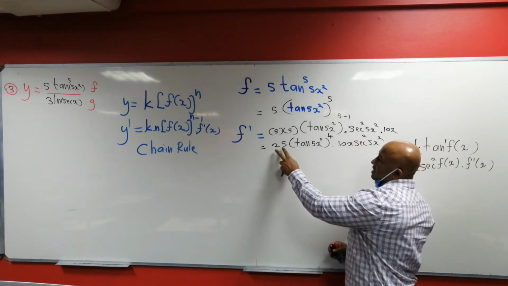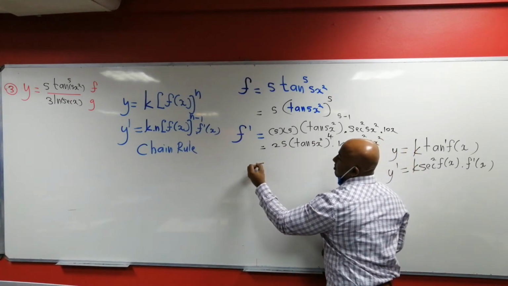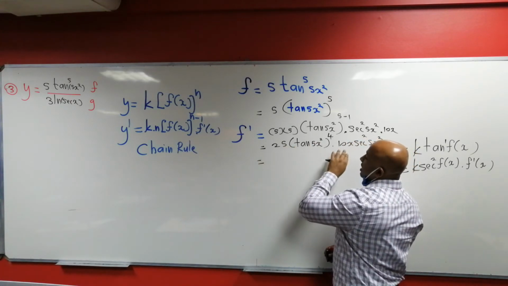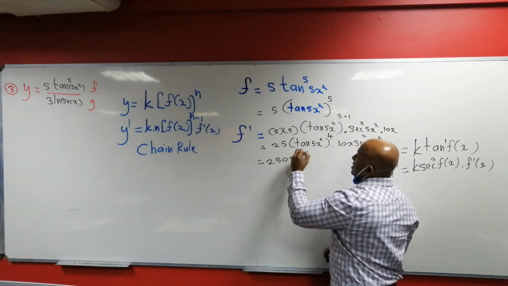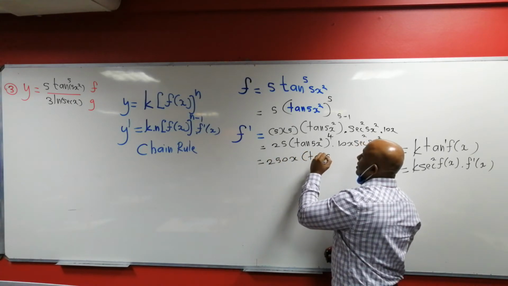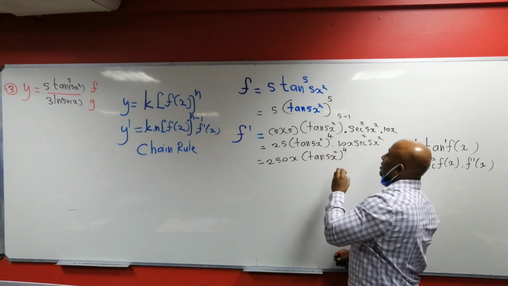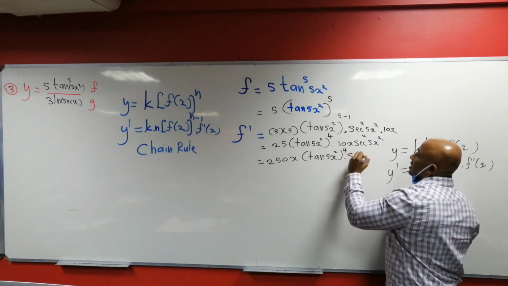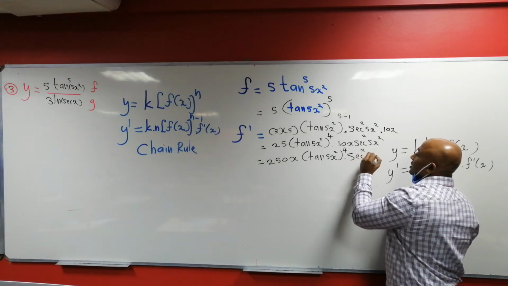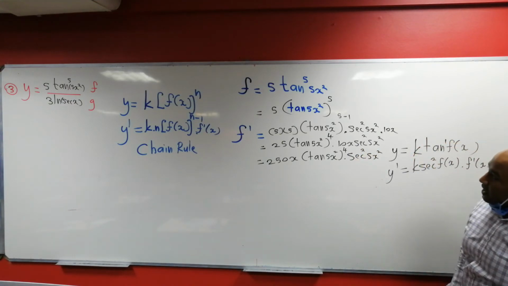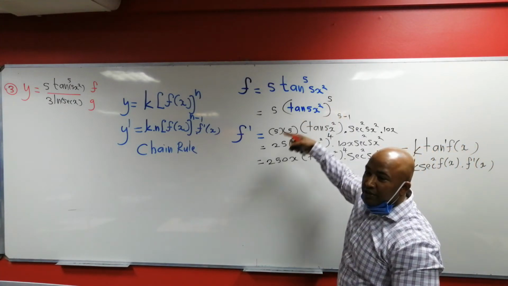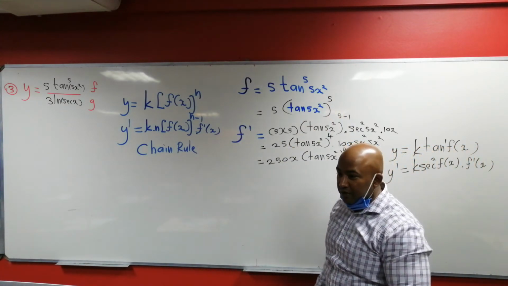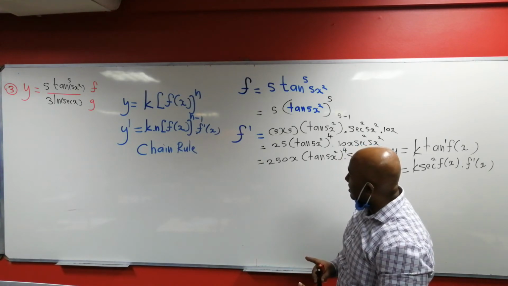If you want to, you can multiply, since it's all easy to multiply here. 25 times 10 is going to be 250x times tan of 5x squared to the power 4 times sec squared of 5x squared. So that is a derivative. Why did we do this? Because we had a power of 5, we had to apply the chain rule. Right, so that was that sorted out.